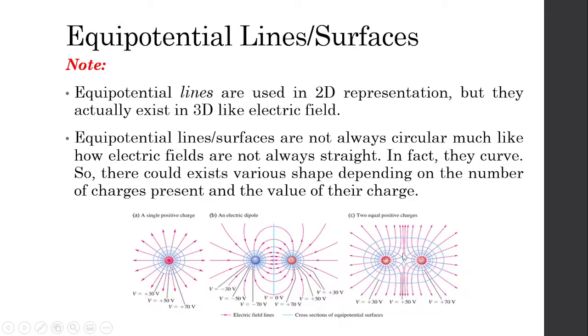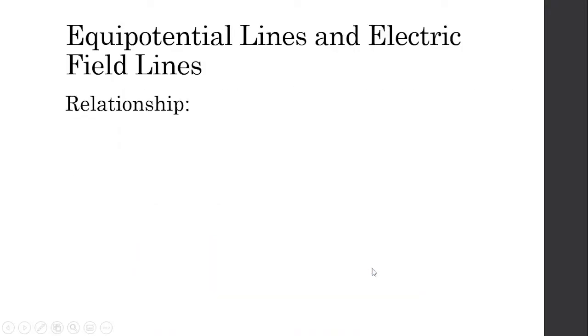Much like the electric field, they can bend. The equipotential lines can actually also bend. In fact, that's why they curve. So there could exist various shapes depending on the number of charges present and the value of their charge.